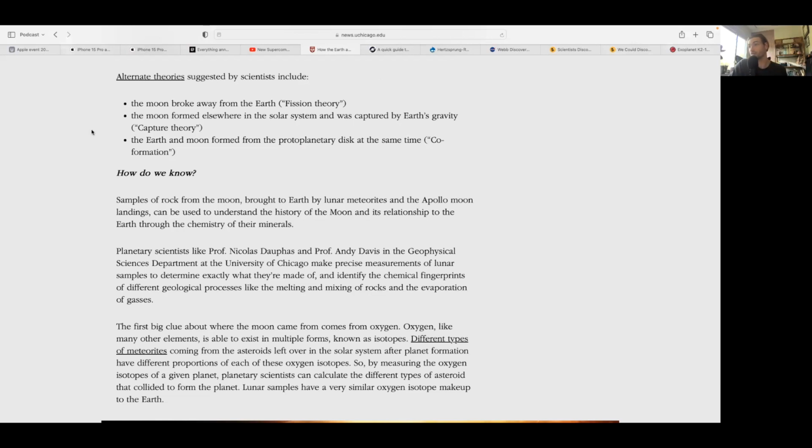And then the third alternate theory that they have listed here is that Earth and moon formed from the protoplanetary disk at the same time. So quick backstory, the protoplanetary disk is from when the sun was first forming, and the gas kind of started that early fusion on the interior of the sun, which started the sun up and allowed it to fuse hydrogen into helium.